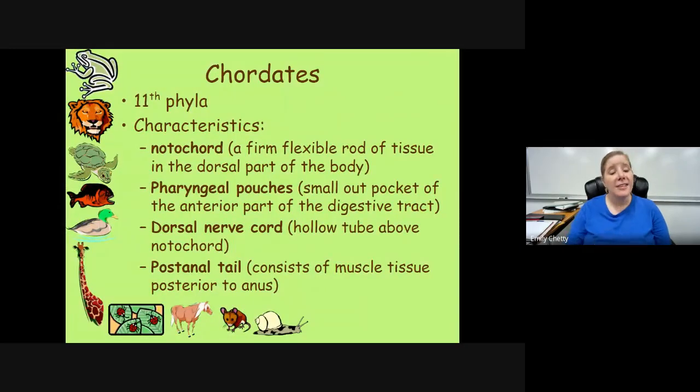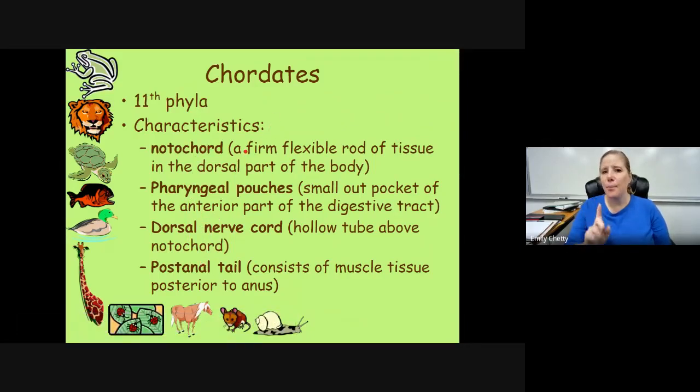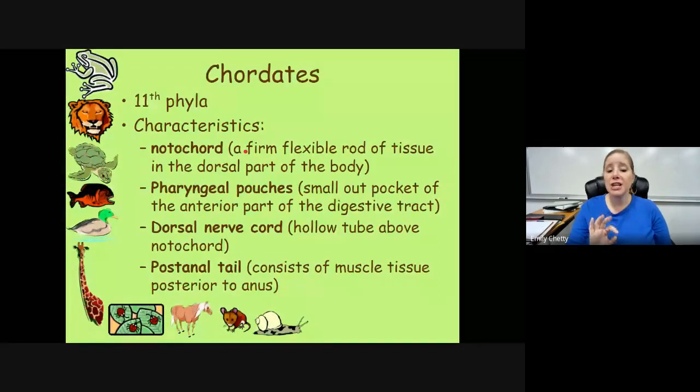So the last one is chordates. Chordates are the 11th phylum. Now, vertebrates are in chordates, but not all chordates are actually vertebrates. There's some chordates that stop and only have these four things. Anything with vertebrates has these four things at some point in time, but they don't have it now. You are a vertebrate.